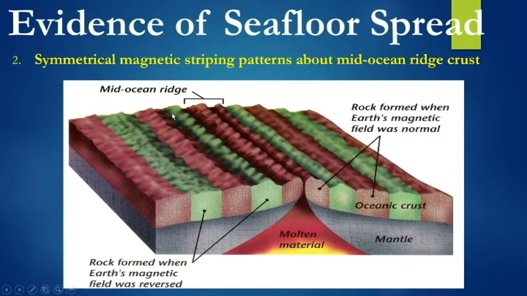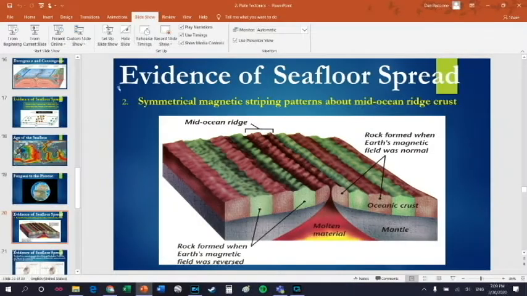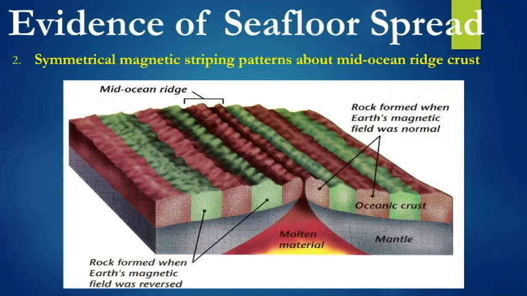All right, so how do we actually know that seafloor spreading is happening? One more piece of evidence that I'll give you, and this one's definitely the most challenging of them all. There's actually a magnetic striping pattern that exists about the mid-ocean ridge crust. So you can see here's the ridge. There's the actual place where it's spreading, and you can see the color coding here. It's made it easier to see.